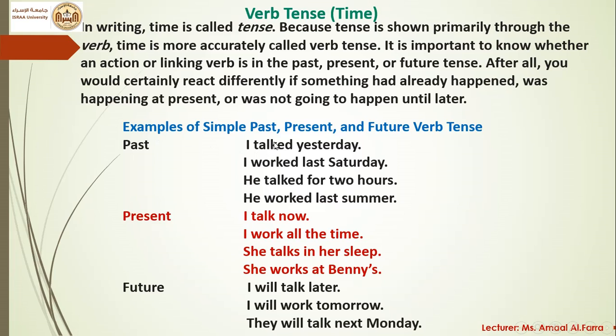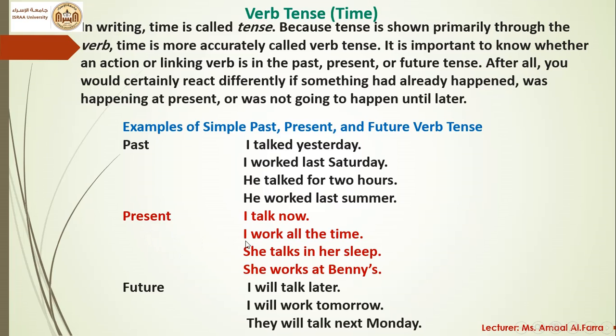Examples of simple past, present, and future verb tense. Look at the past here in these black sentences. I talked yesterday. I worked last Saturday. He talked for 2 hours. He worked last summer. Talked, worked, talked and worked. These verbs are in past, and we have keywords that indicate the past, yesterday and last.